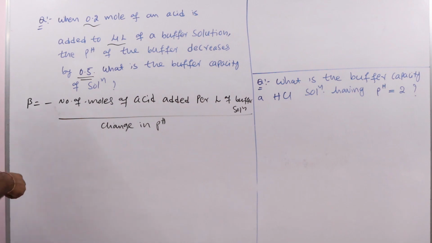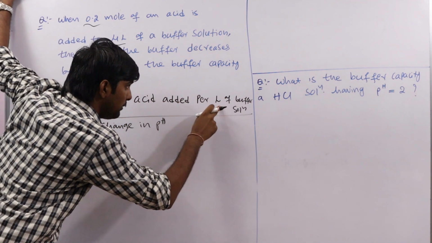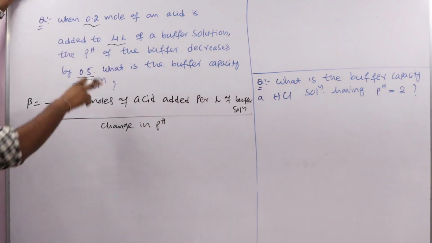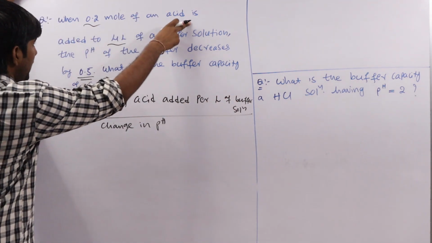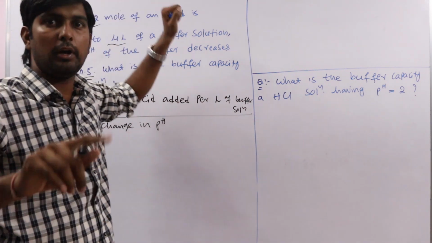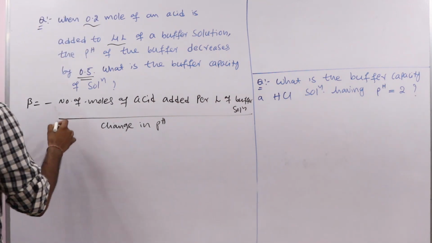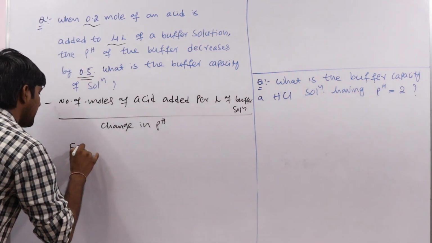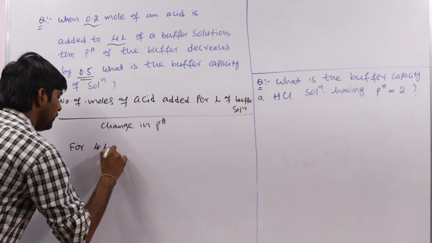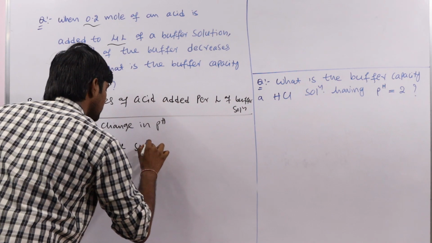So now see here, number of moles of acid added per liter of buffer solution. But here 0.2 mole of acid is added to 4 liter of solution. First we have to find for 1 liter how many moles of acid is added. So for 4 liter of solution, how many moles is added?